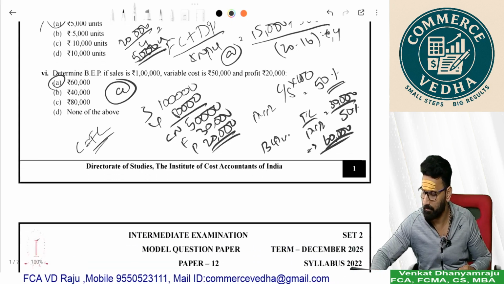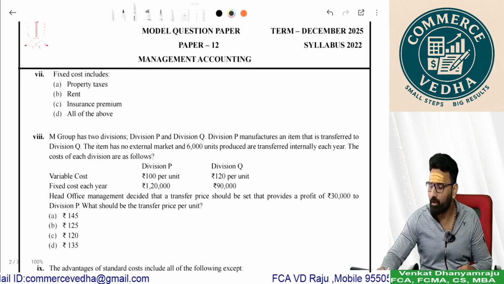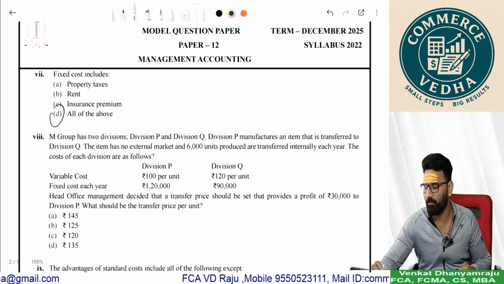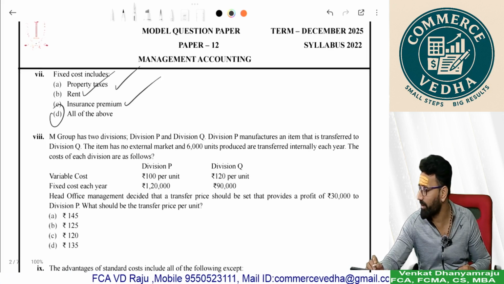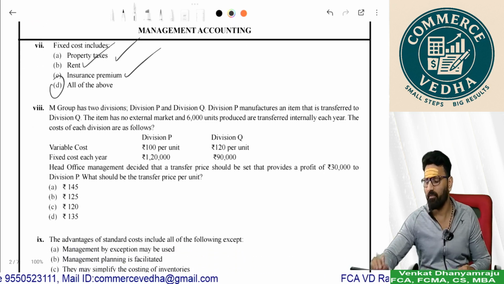Now, fixed cost includes all of the above. Simple. Property tax fixed, rent fixed, insurance premium fixed. So fixed cost includes all of the above. This is a very simple question.